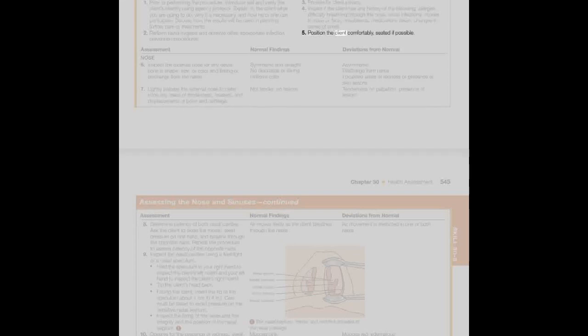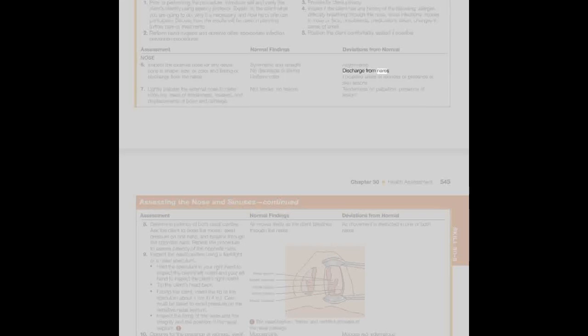5. Position the client comfortably, seated if possible. Assessment: normal findings, deviations from normal. Nose. 6. Inspect the external nose for any deviations in shape, size, or color, and flaring or discharge from the nares. Symmetric and straight, no discharge or flaring, uniform color.